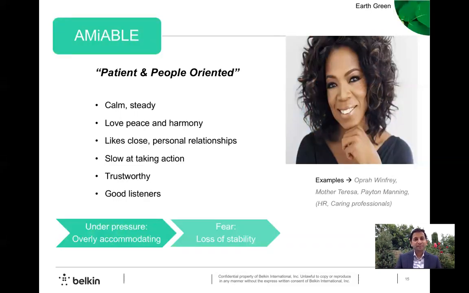Amiable, earth green amiables, just like expressive styles, are people-oriented. They like people, but because they're reserved, as we saw in the Matrix earlier, they mostly like people they know, such as their close friends, family members, and some of the co-workers they gel with. They are calm and steady. They love peace and harmony. They like close and personal relationships. These are really your team players, very trustworthy and great listeners.